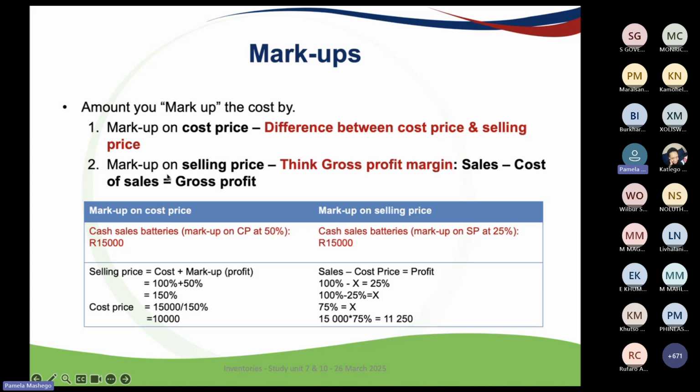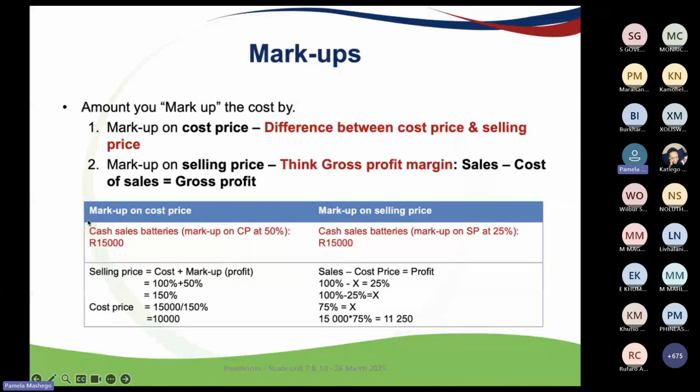Let's go back to the example that we used on batteries. Let's say they give you cash sales of batteries. You sold your batteries for 15,000, but you don't know what the cost of that battery is. You want to work out the cost of that battery, and then they'll tell you that the markup is on cost price at 50%. So how are you going to work out the cost price?